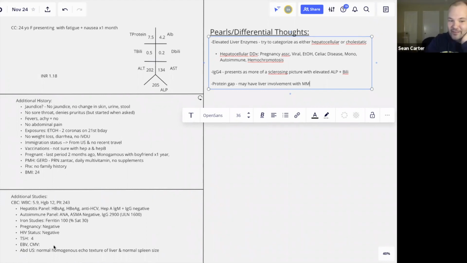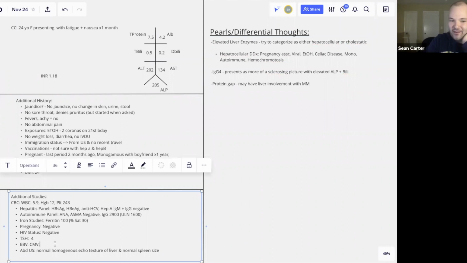So I can give you the EBV and the CMV results, since you had mentioned those. Both were negative. They were both PCRs, excuse me. So she didn't have any of those circulating around. What would you like to do next, Dr. Gray? I would like to biopsy her liver.